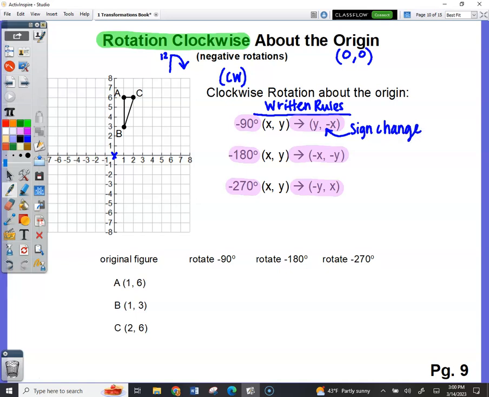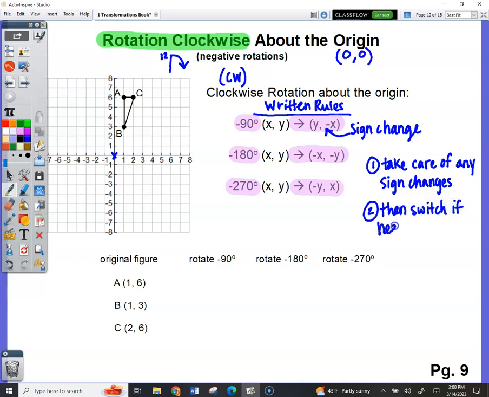Now, you could make that note on all of them, but then it's going to get a little repetitive. But anytime you see a negative, it means you're changing the sign. Now, let me give you a little tip. To apply these rules, first, take care of any sign changes. Then, second, switch if needed. All right, write that down and then I'll explain what I mean by it.